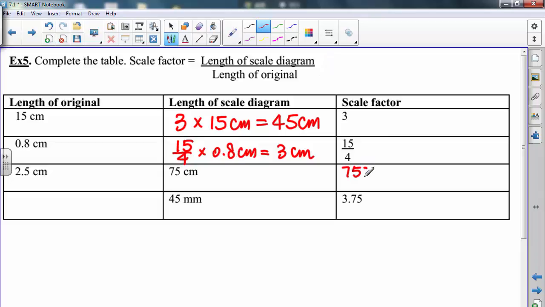I will use 75 centimeters over 2.5 centimeters. I will cancel centimeters and get the numerical value 30. This 30 is the scale factor. In the last one, I'm given the length of the scale diagram and the scale factor. How can I find the length of the original one? I will use the length of the scale diagram, which is 45 millimeters, divided by the scale factor, 3.75. So this length of the original should be 12 millimeters.